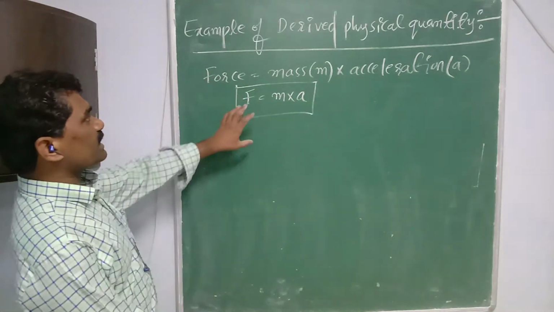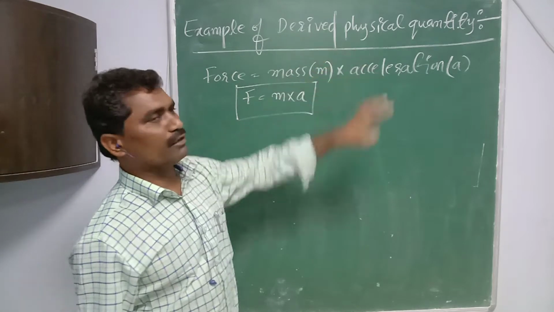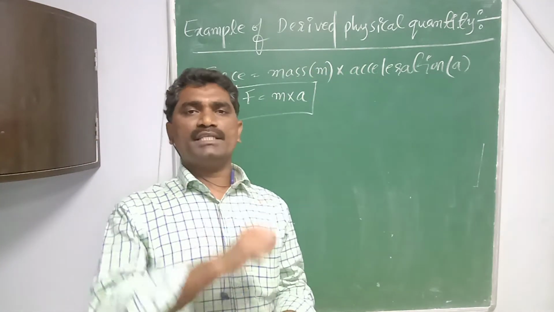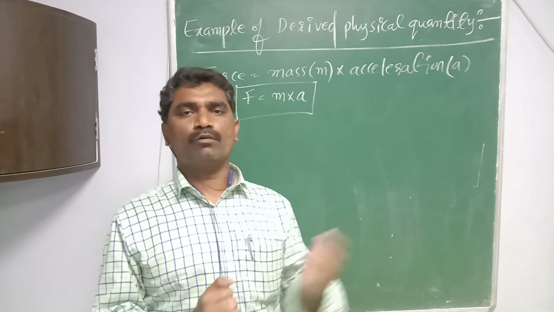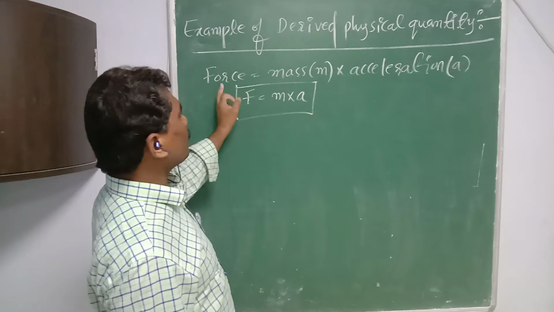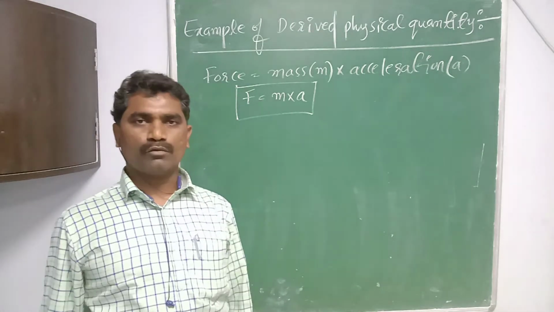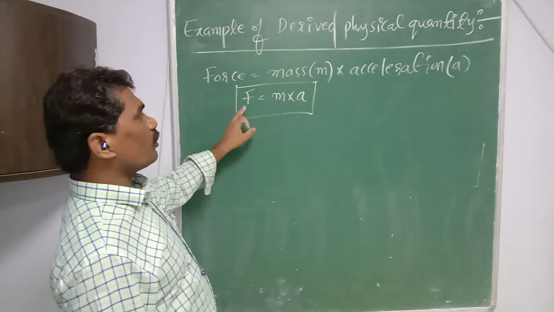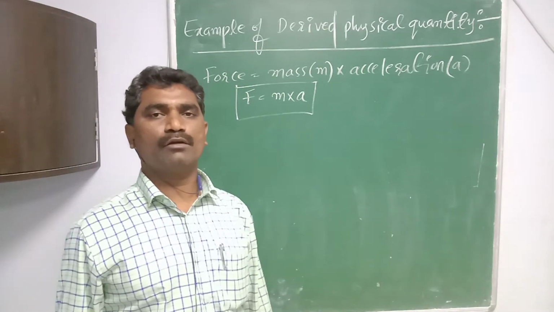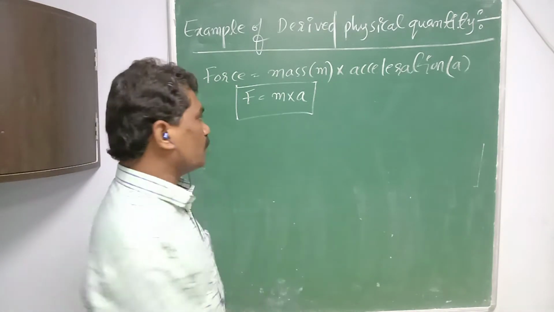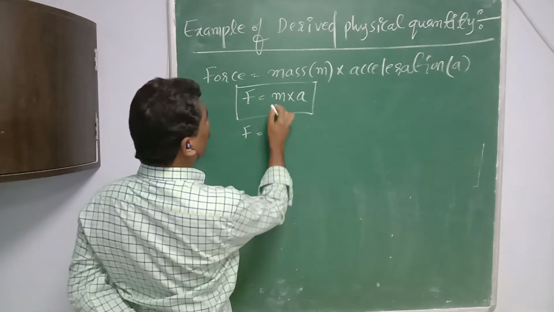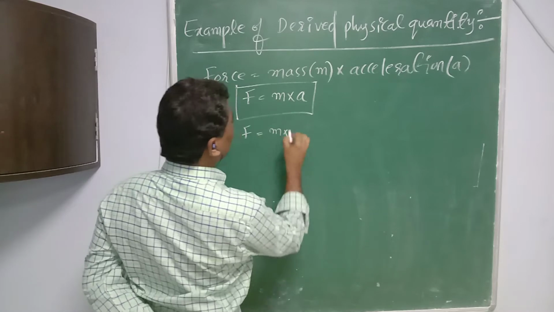Okay. So we will discuss an example of a derived physical quantity. What is an example of derived physical quantities? Already we discussed what fundamental quantities are and what derived quantities are. Here, force is the best example of a derived physical quantity. How is this force derived from other fundamental quantities, other basic physical quantities? That is what we are going to discuss. So now you see here, force F is equal to mass times acceleration.